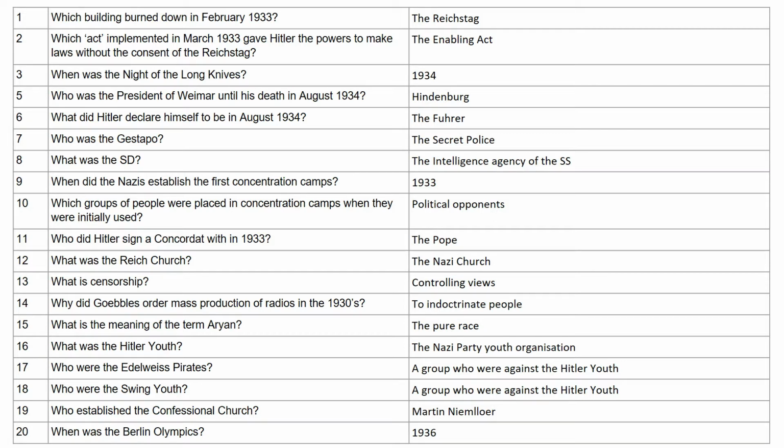Hitler signs it with the Pope or the Catholic Church. What was the Reich Church? It was the Nazi Church, so they set up their own church.